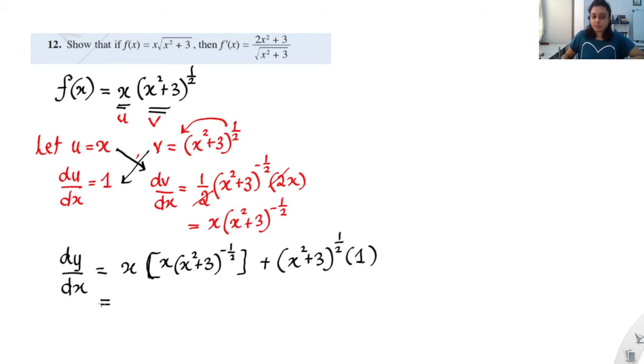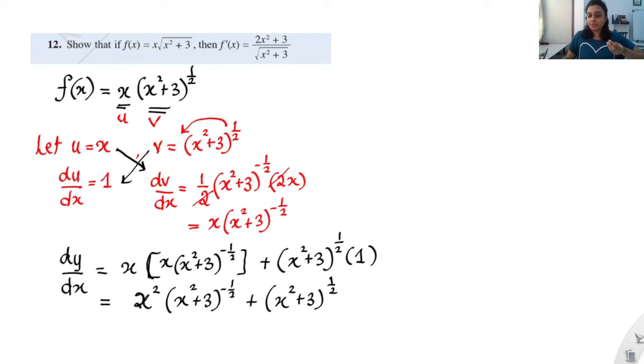Okay, so now let's solve. Here x times x, you will get x squared. Then copy back the others: x squared plus 3 to the power of negative 1 over 2, plus x squared plus 3 to the power of 1 over 2. Okay, done until here. Then what is the next step that we must do? If you remember, the teacher told you that you must use factorization, or you must use factoring.